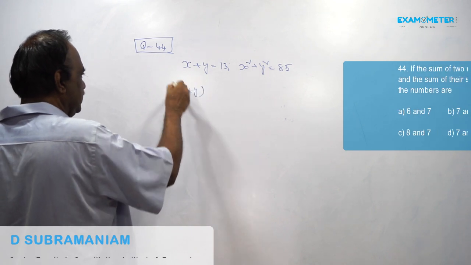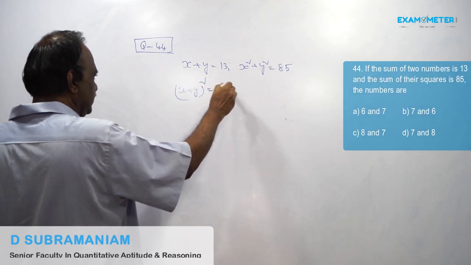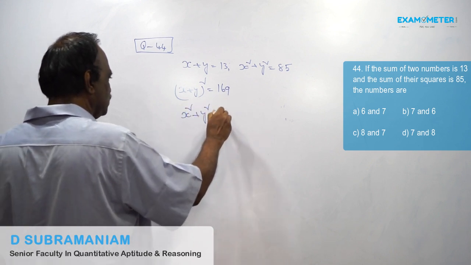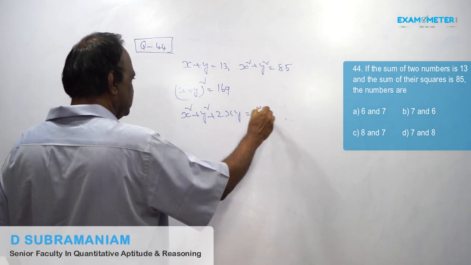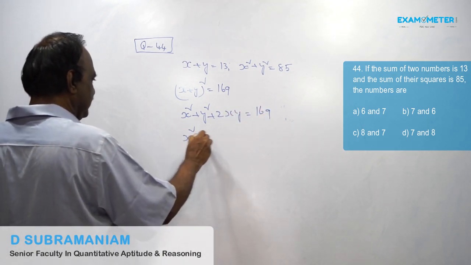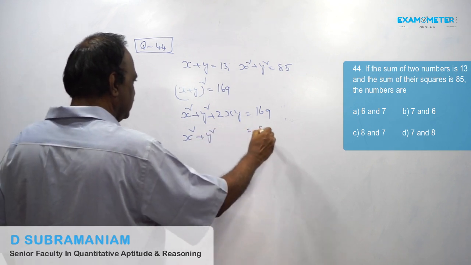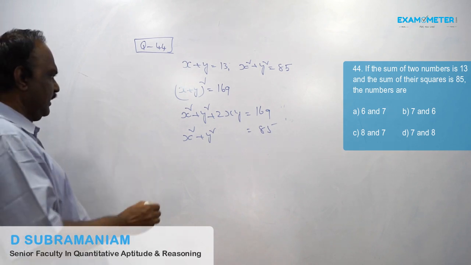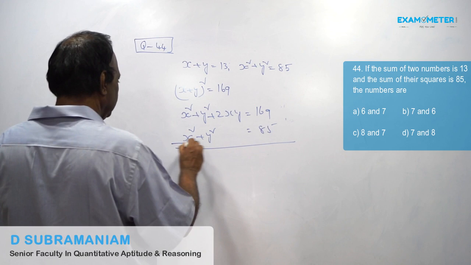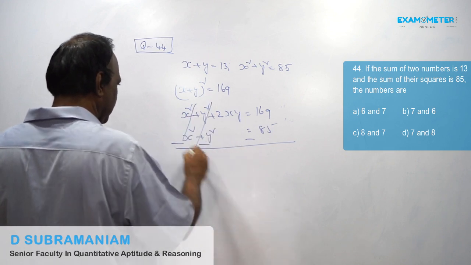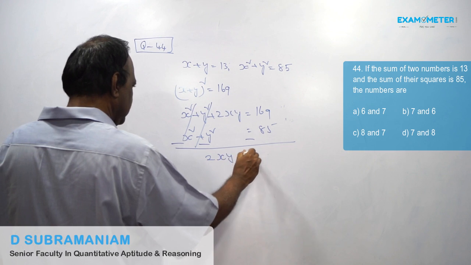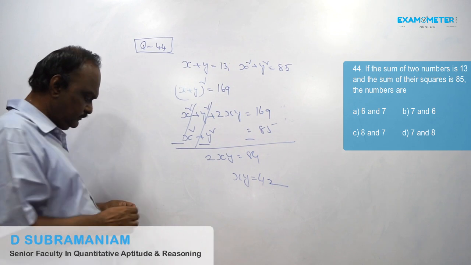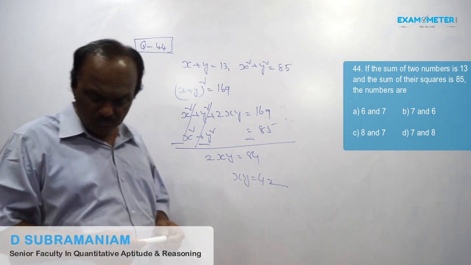(x plus y) whole square is equal to 169. x square plus y square plus 2xy is equal to 169. x square plus y square is equal to 85. So 2xy is equal to 84. xy value comes to 42.